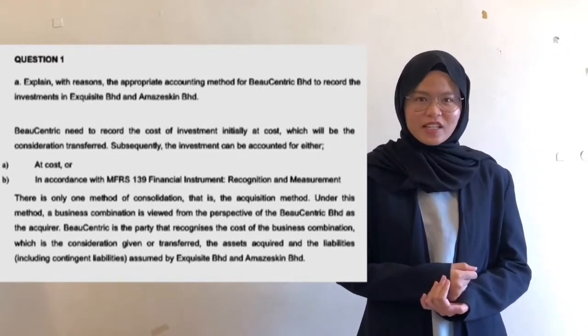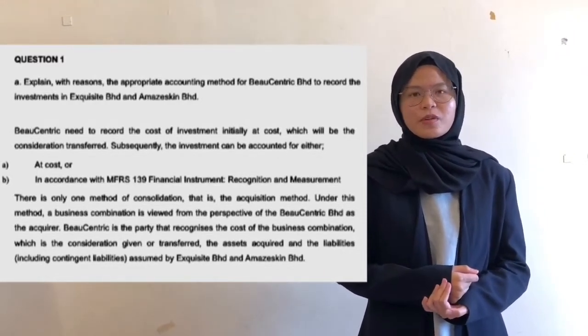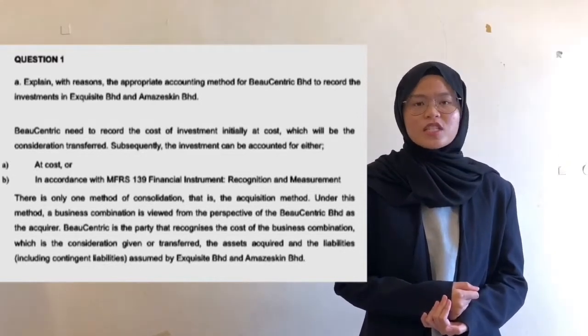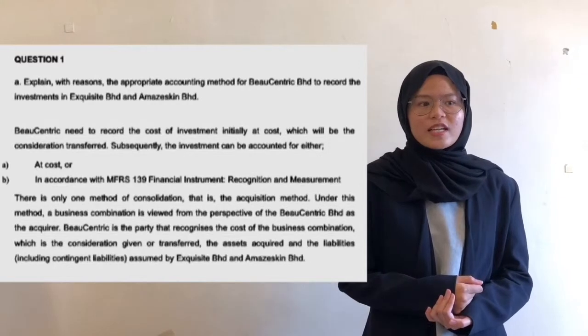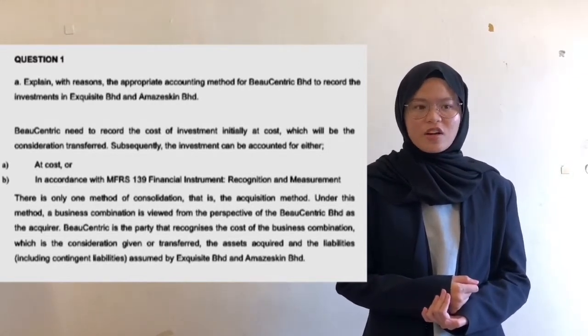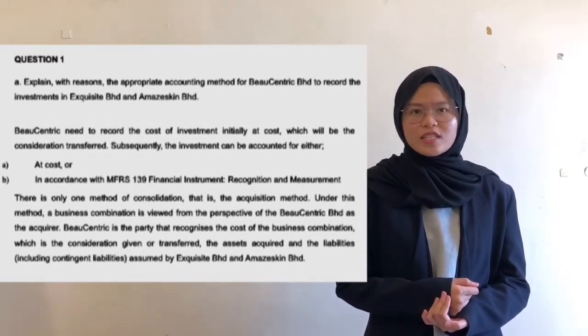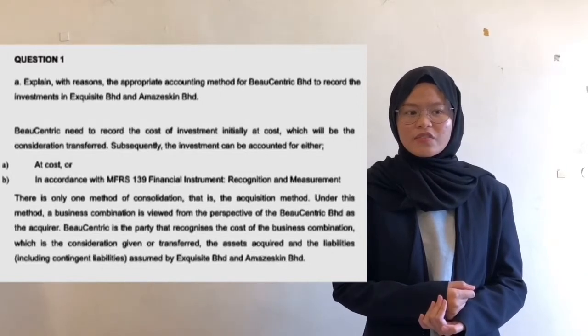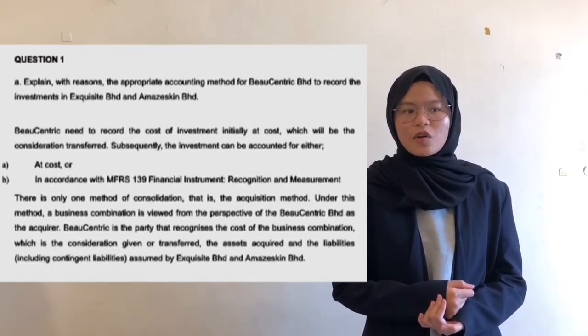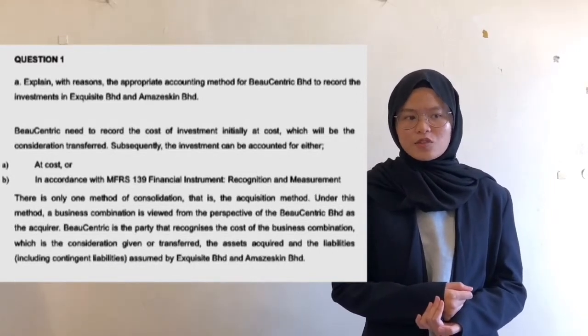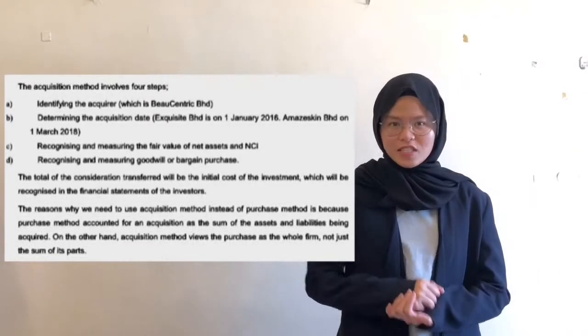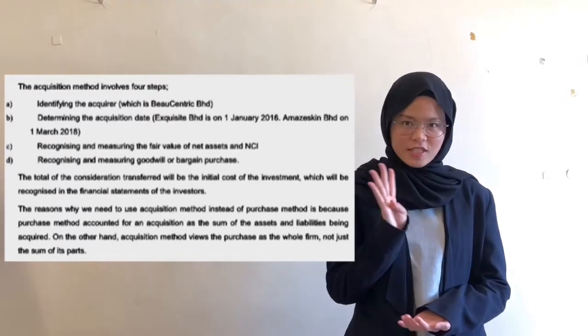Under this method, a business combination is viewed from the perspective of the investor, which is View-centric Berhad, as the acquirer. View-centric is the party that recognizes the cost of the business combination, which is the consideration given or transferred, the assets acquired and liabilities, including contingent liabilities, assumed by Acquisite Berhad and Amiskin. So, the acquisition method involves 4 steps.